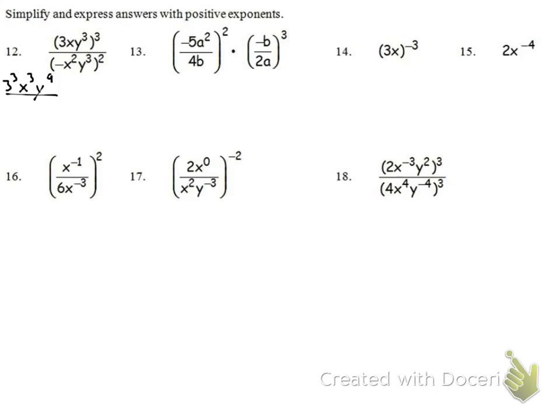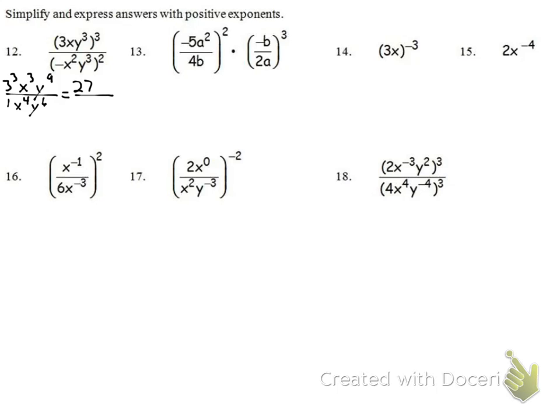On the bottom, I have negative x squared. That's going to actually become positive. If I think of negative 1 squared, that's positive 1. Let's write a 1 there. I get x to the 4th, y to the 6th. Now, 3 to the third is 27, so that's going to stay up on the top.